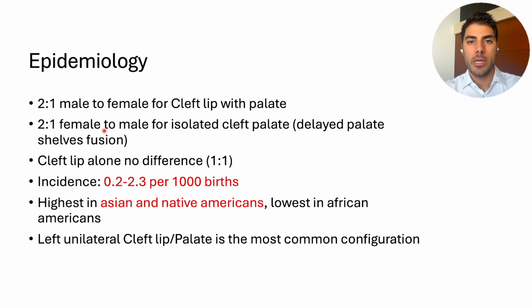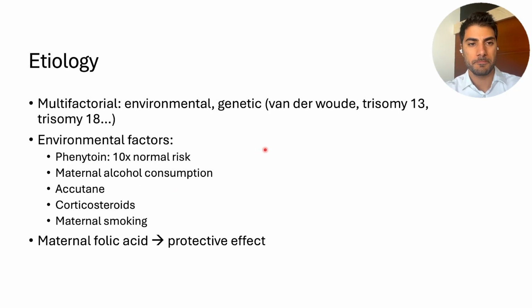The incidence can be between 0.2 to 2.3 per 1,000 births. And of course, it depends on the country of origin. So for example, Asians and Native Americans will have the highest incidence. They will take the 2.3, while the African Americans will have a lower, so the 0.2. And finally, the left unilateral cleft lip and palate. This is the most common configuration, so the left side.